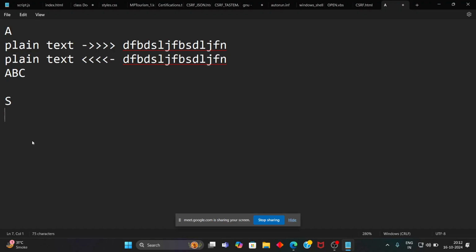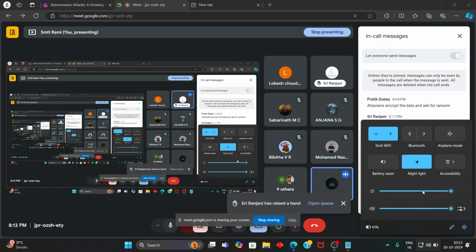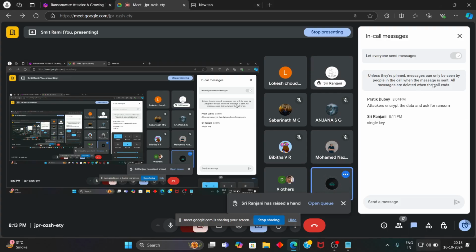And in the other type, there is the concept of public and private keys. In short, there are two different keys used for encryption and decryption. Do you have any doubts?